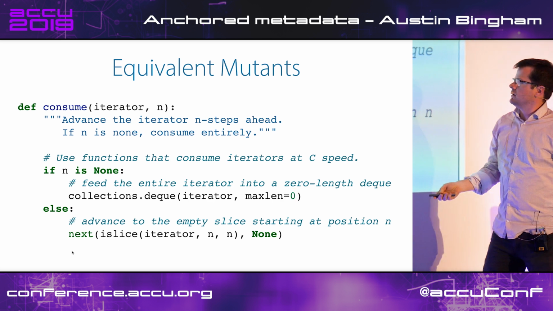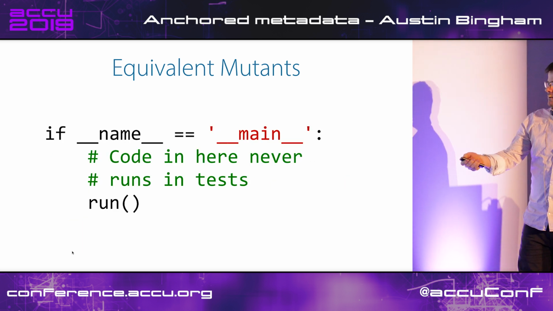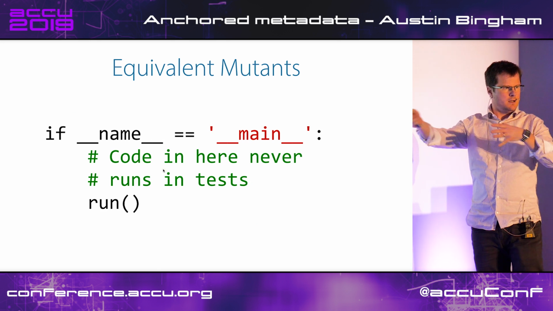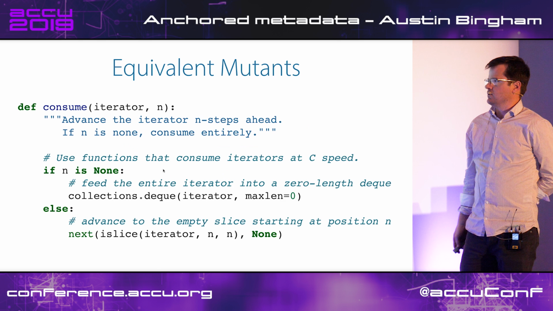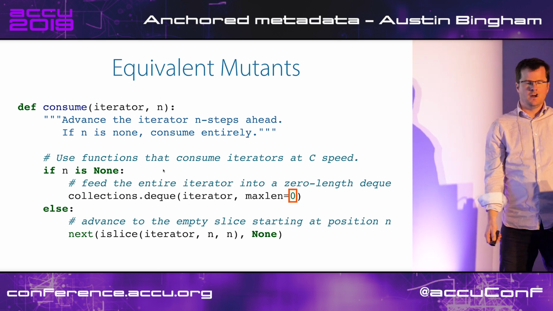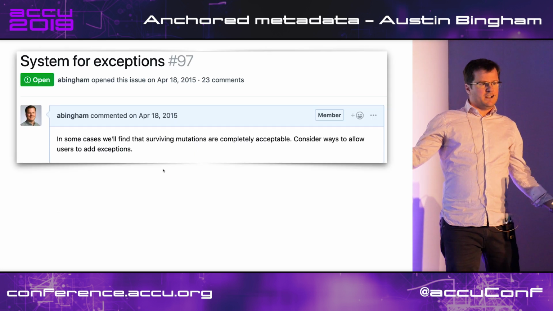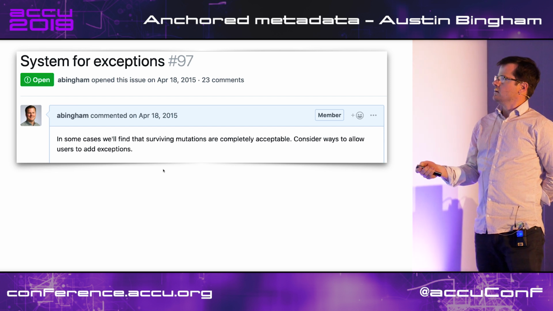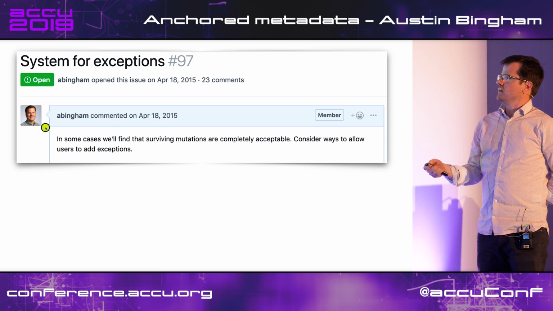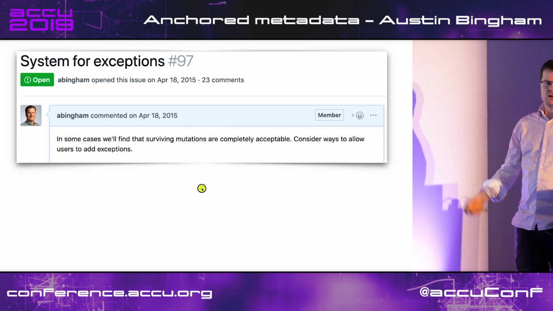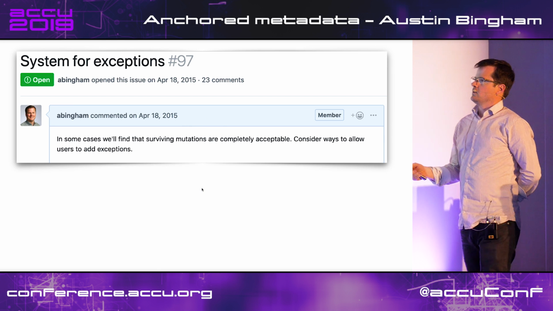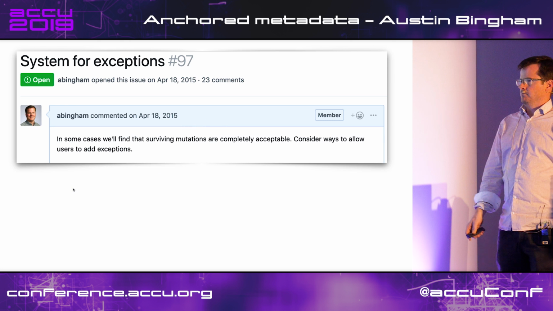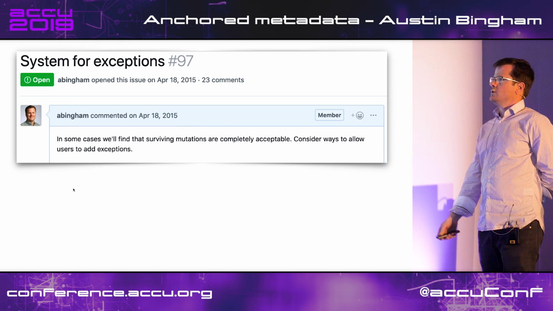And back here, in this last slide, in principle, this could be a very complicated body of code, and I want to be able to just shut the whole thing down. So I need to be able to tag arbitrary ranges, not just lines of code. Right. So we identified this pretty early in the development of Cosmic Ray. You can see back in 2015, my smiling face says, in some cases we find surviving mutants are completely acceptable. We need to consider ways to allow users to add exceptions, by which I mean allow them to turn off Cosmic Ray, disable it for those parts of the code.